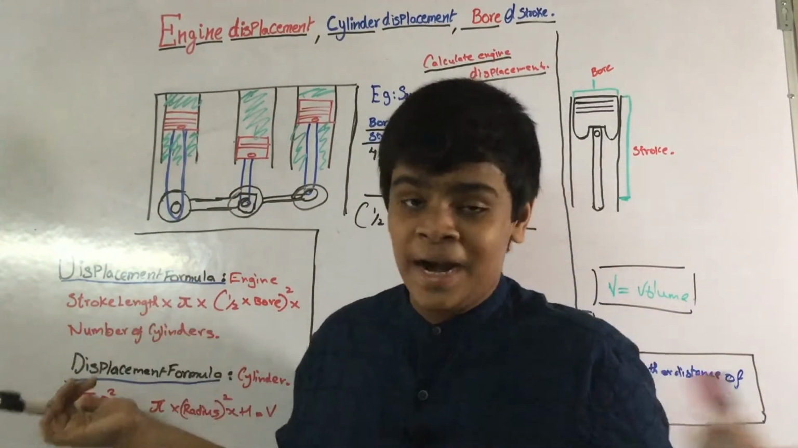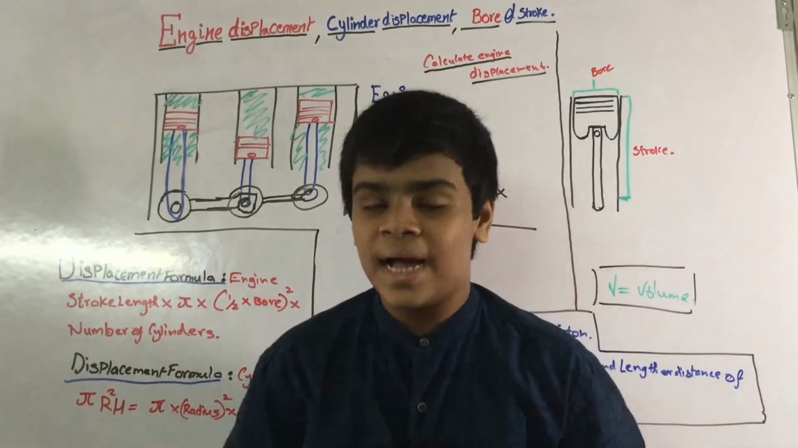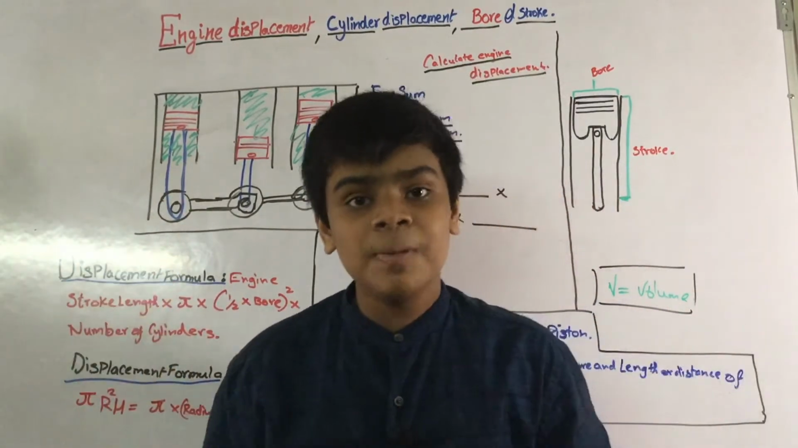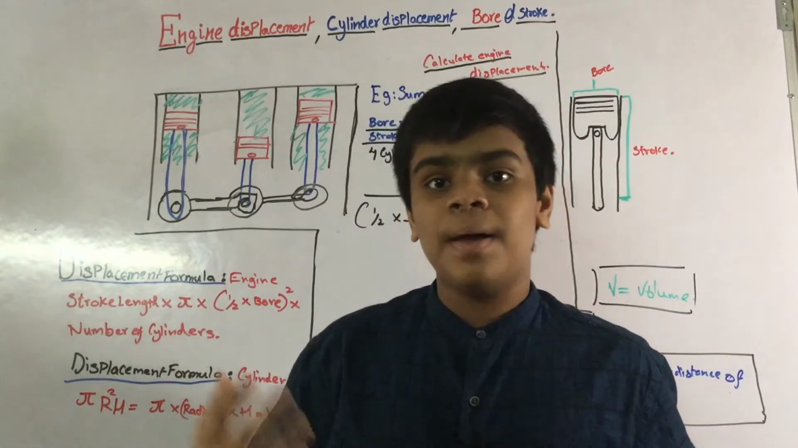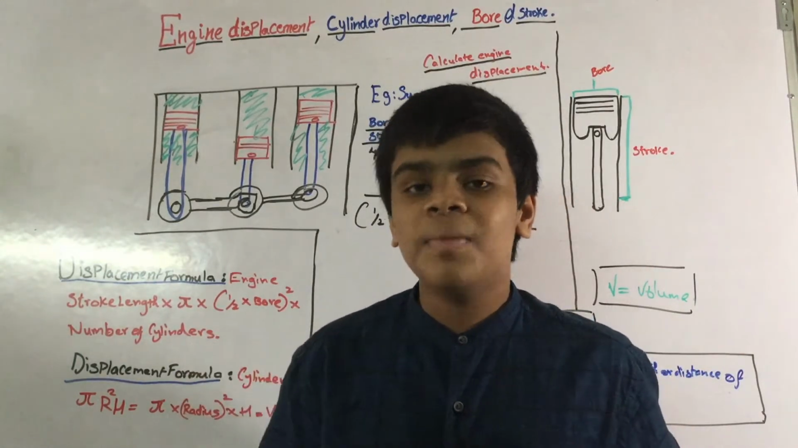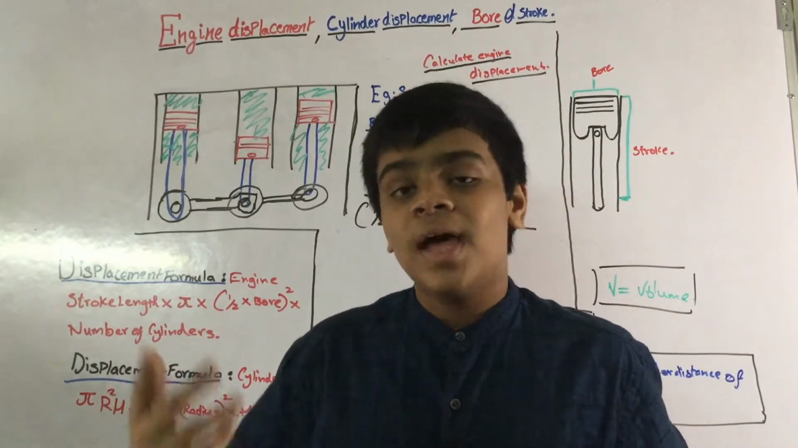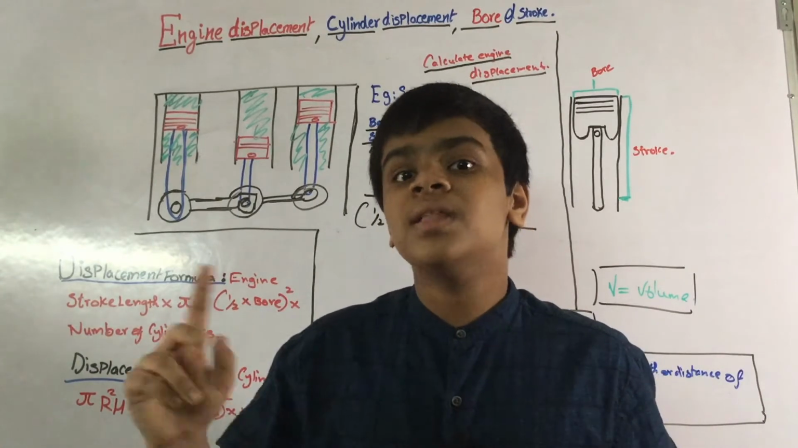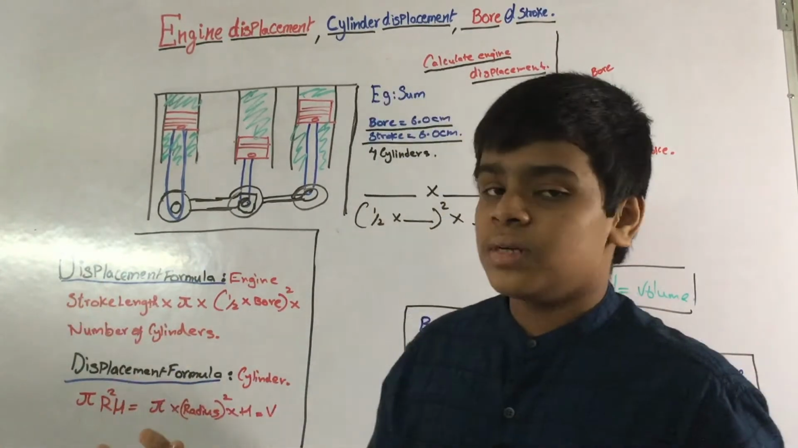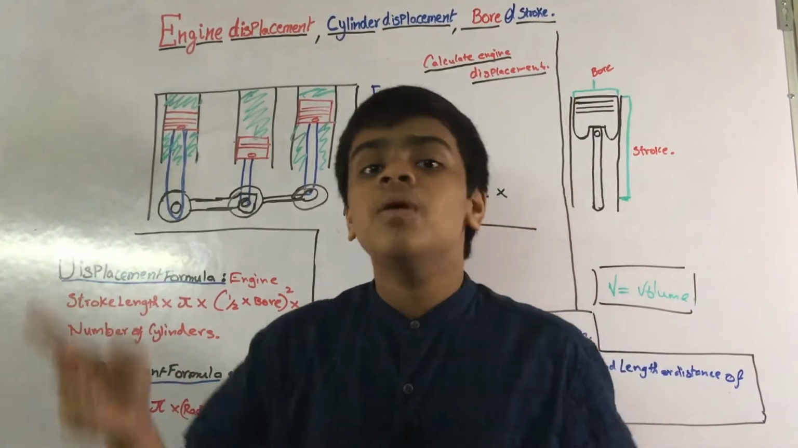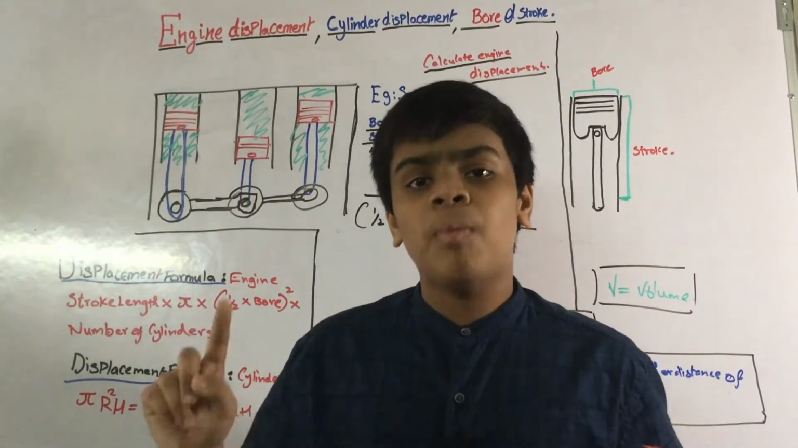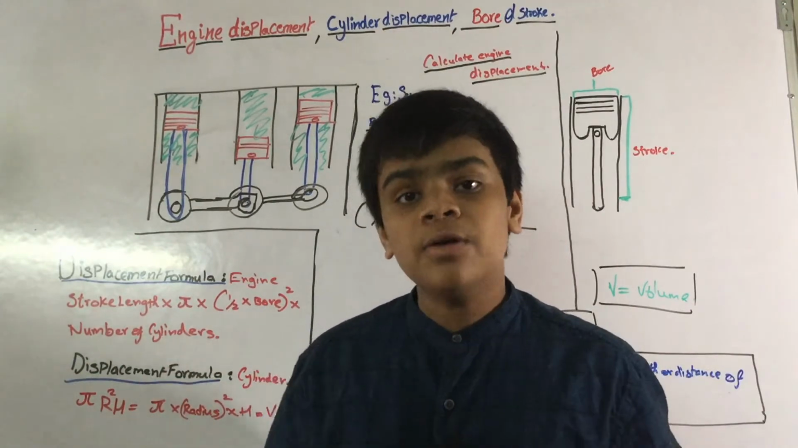And let me say the formula. I didn't complete the formula earlier, I said half and was explaining. So displacement for an engine, the formula is stroke length, multiplied by pi, which is either 22 by 7 or 3.145, and there are nine digits after the 3. I don't know it fully, but I know 3.145 for sure. After pi, in a bracket, 1 by 2 into bore whole square, into the number of cylinders.